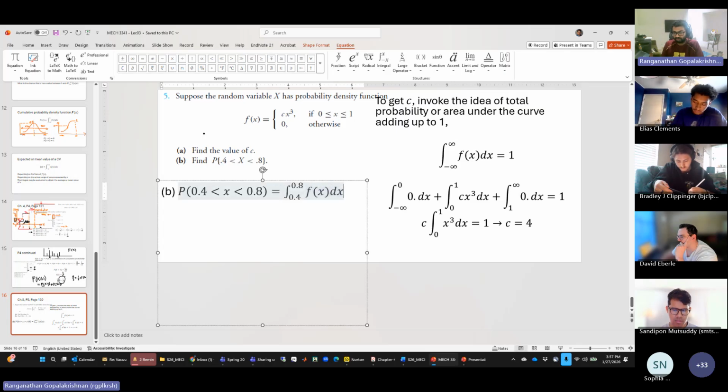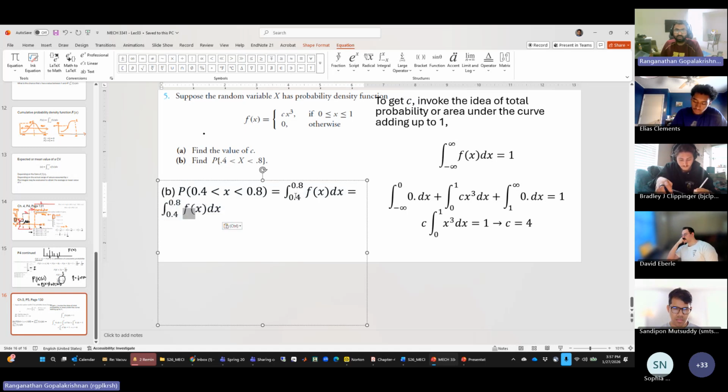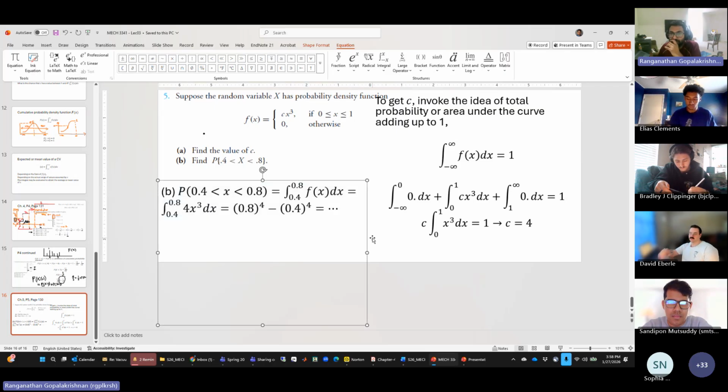which is equal to the integral from 0.4 to 0.8. You know already c is equal to 4. So you have x cubed times 4 dx, which is x to the power 4. So this is 0.8 to the power 4 minus 0.4 to the power 4. You can evaluate and enter the actual number. I'll leave it to you. Is everybody okay with this?